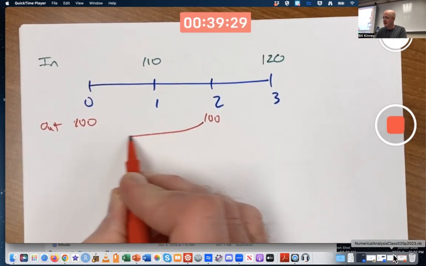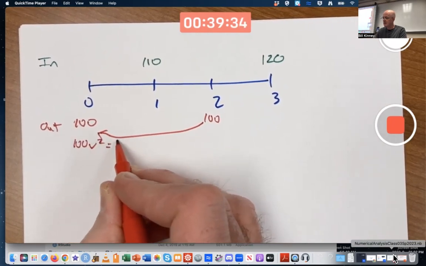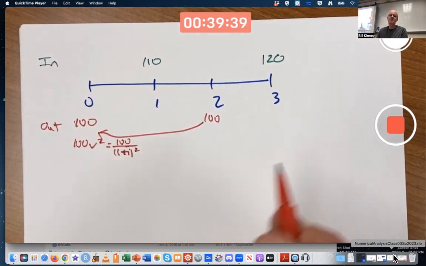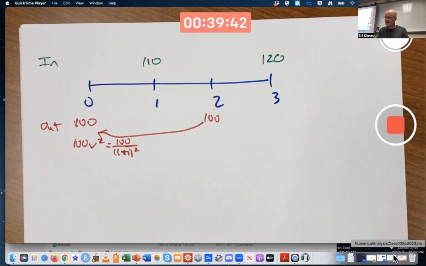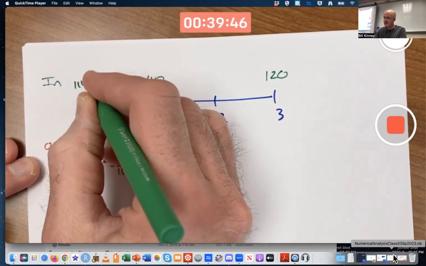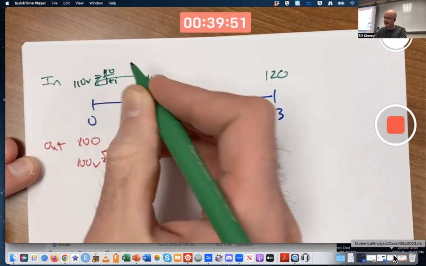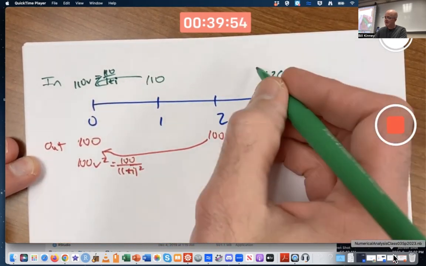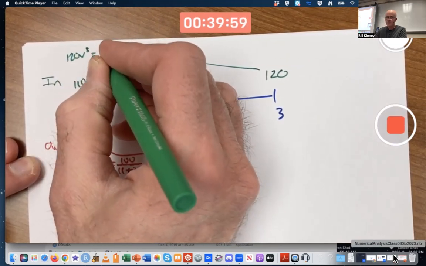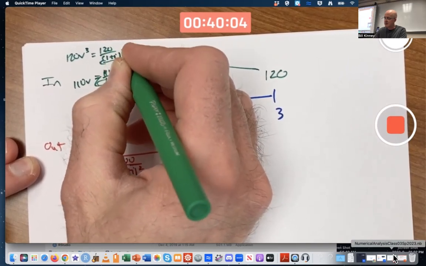The present value of this 100 at time 2 is 100 v squared, or 100 over 1 plus I squared. The present value of 110 at time 0 is 110v, same as 110 over 1 plus I. And the present value of 120 at time 0 is 120v cubed, 120 over 1 plus I cubed.